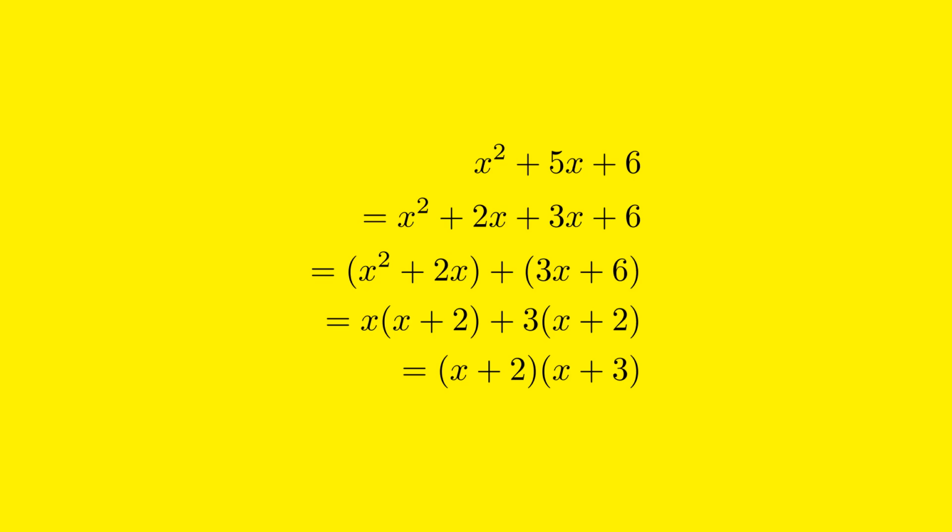Now, we notice that x plus 2 is a common factor in both terms, allowing us to combine them. This leaves us with x plus 3 times x plus 2. This completes the factorization of the quadratic expression, and the factorized form of x squared plus 5x plus 6 is x plus 3 times x plus 2.